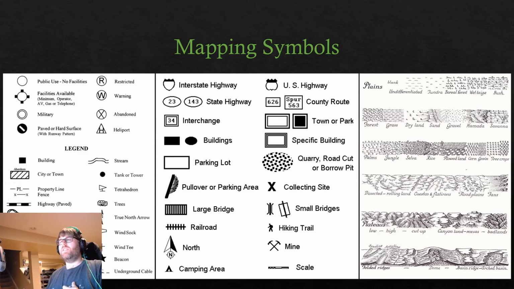So a lot of times these symbols will be used to represent things. You'll have a legend and it'll be like, this line type means this, or this symbol means that. So here's just some examples of symbols and line types and stuff like that. And it's mainly used to help declutter a map so you can find things quickly and easily.